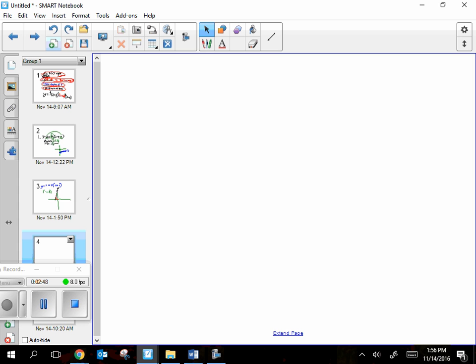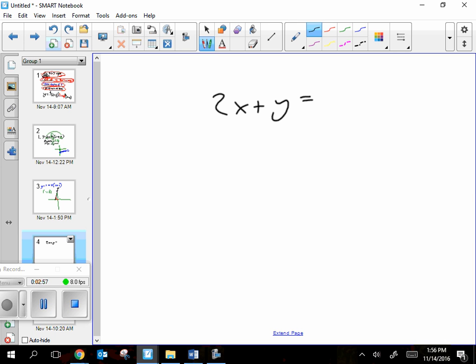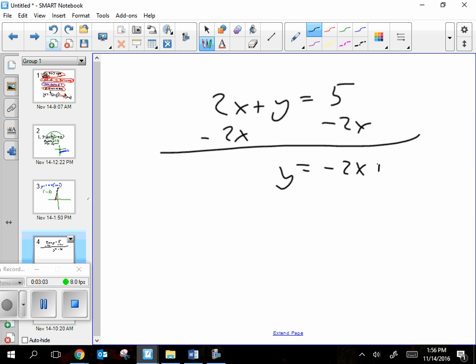Would you tell them what you're doing? You minus 2x, that is correct. Because the original problem says 2x plus y equals 5. You minus 2x from both sides, and then you have y equals -2x plus 5. I put the -2x first, because then I know where the slope's supposed to be.